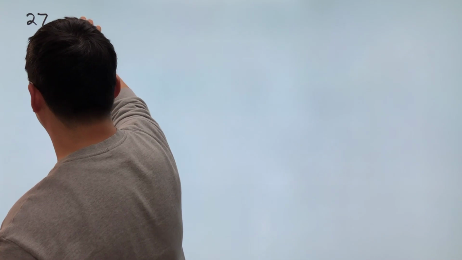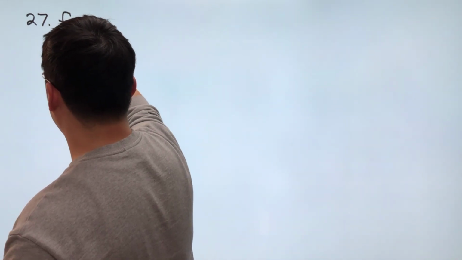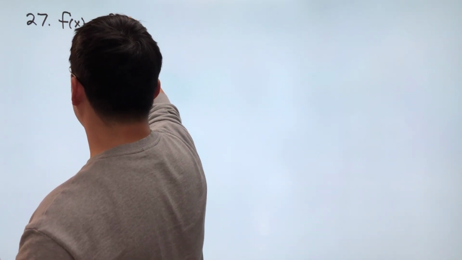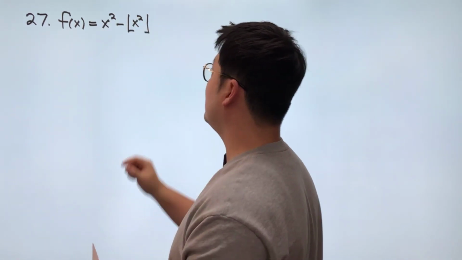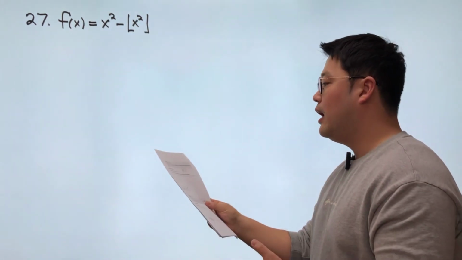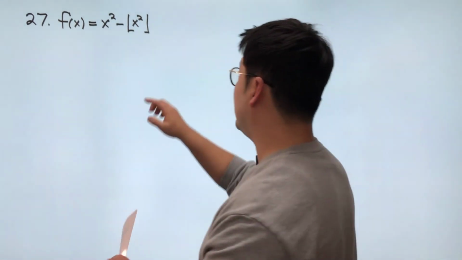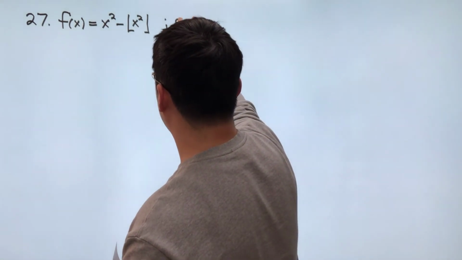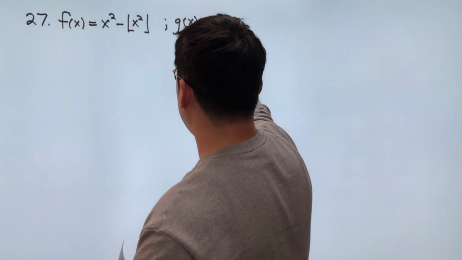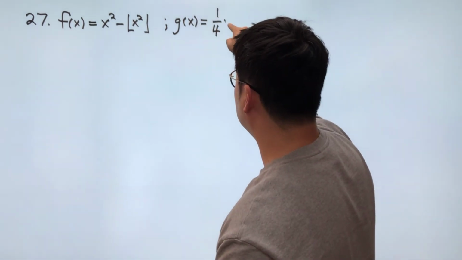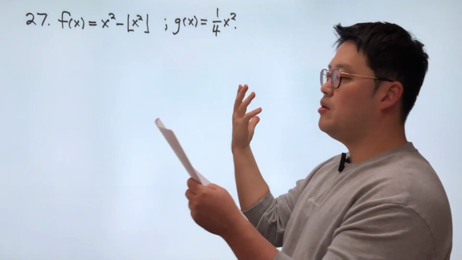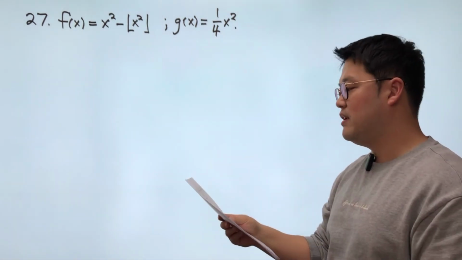So we got f of x, which has to be the usual function x squared. We subtract it with the floor part of it, so we get the decimal part, right? And we're getting some g of x. So g of x equals 1/4 of x squared. Okay, so what do we get? We need to find the number of intersections.